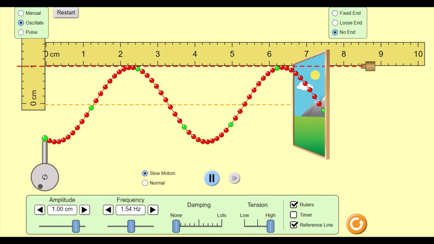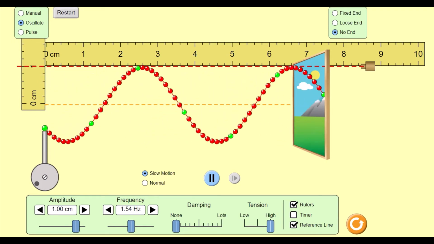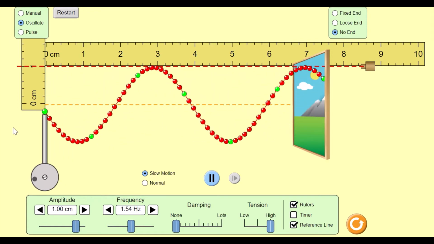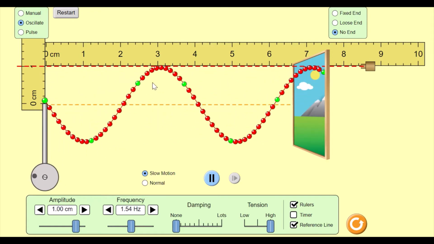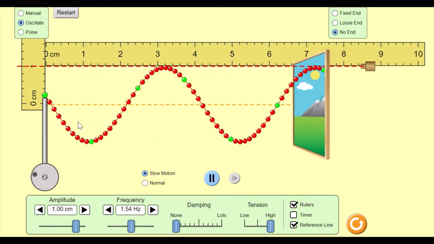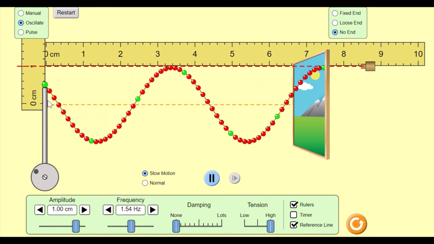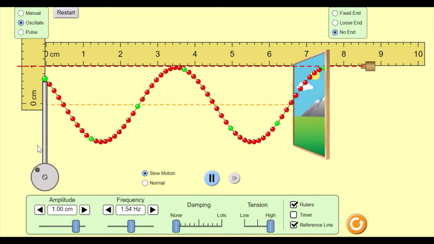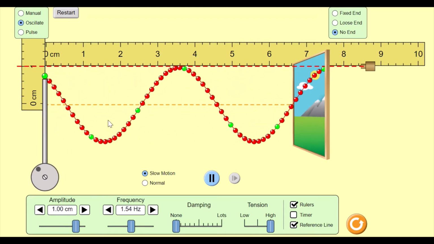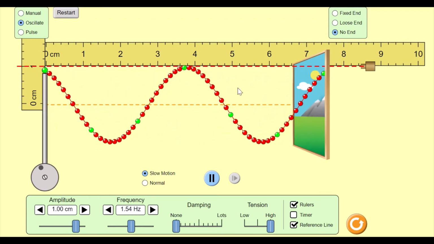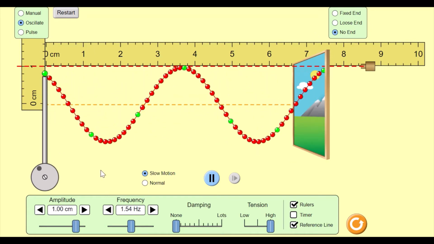At this point in time, I thought it'd be useful to take a look at this simulation. What you have here is a wave generated on an object. All these beads represent molecules along the object. Let's say this is a string, so each of these beads represents a molecule of the string. This piston here is creating the disturbance. Remember, all waves are created by a disturbance along the object. You can see that the crest and the trough are moving as the wave is moving to the right-hand side.